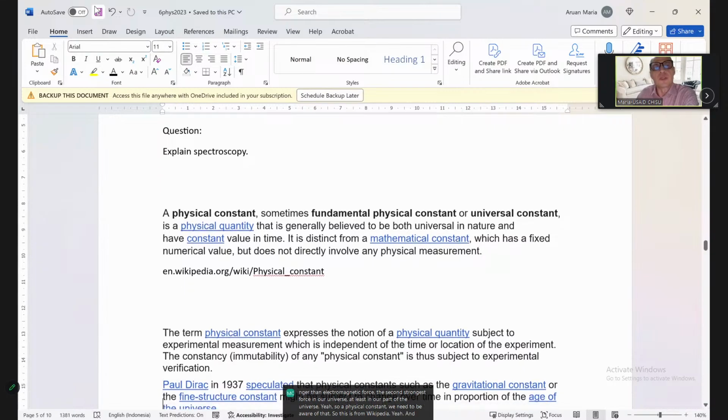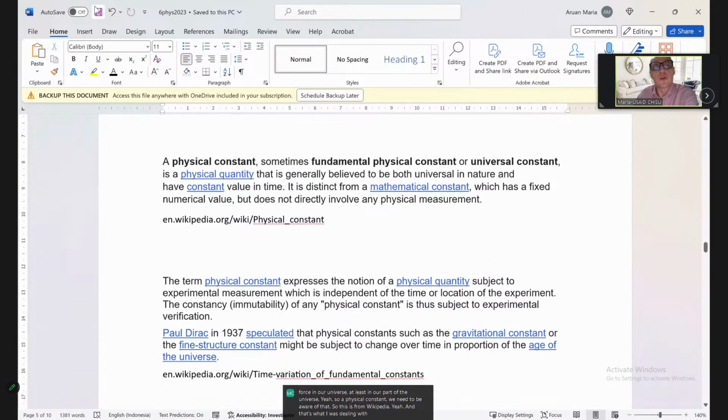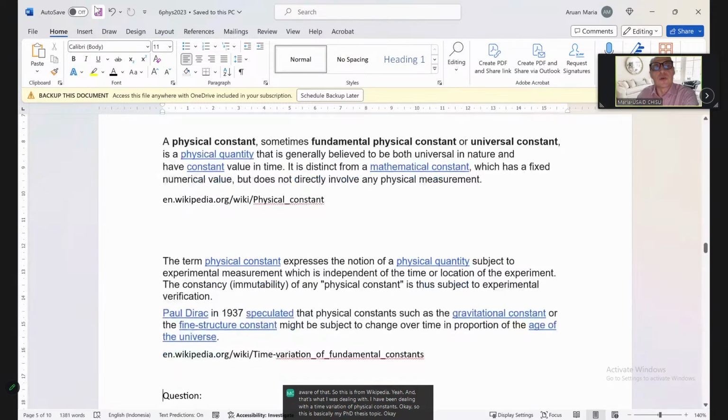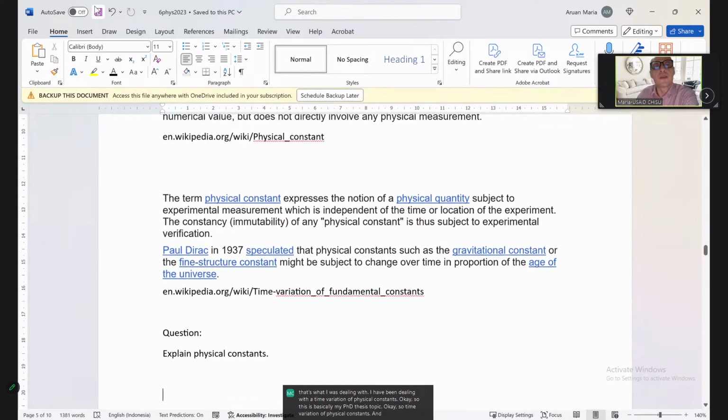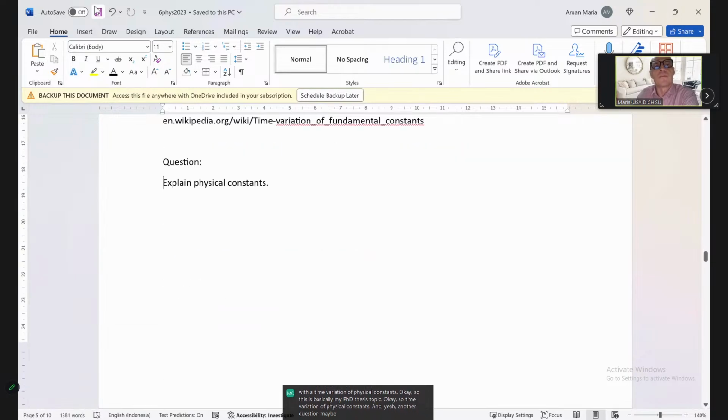Yeah, and that's what I was dealing with. I have been dealing with time variation of physical constants. Okay, so this is basically my PhD thesis topic: time variation of physical constants. And yeah, another question maybe, explain variation of physical constants.